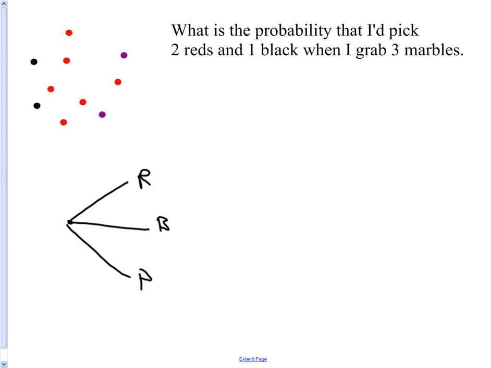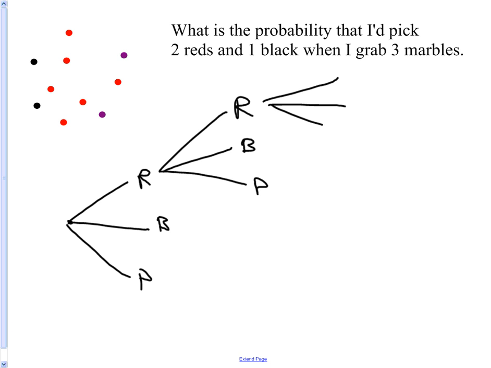Okay, and then each of those has a probability. And then if we were going to keep going, after I got a red, I could get another red, or a black, or a purple. And then if I got 2 reds, I could get another red or black or purple. And this would be a complicated tree. Now, it still would work, though.